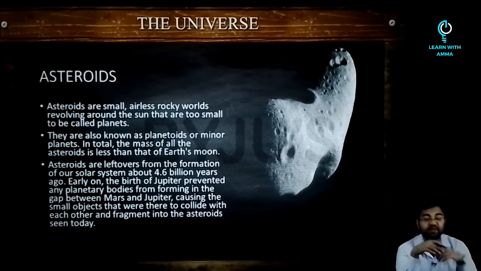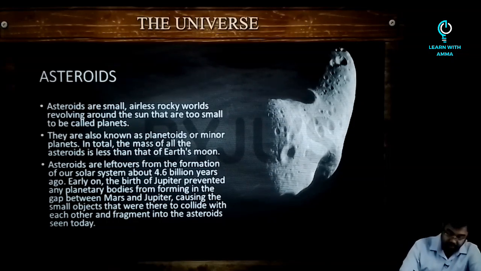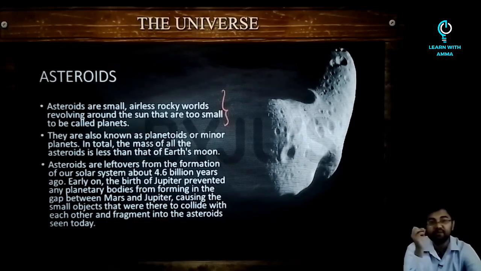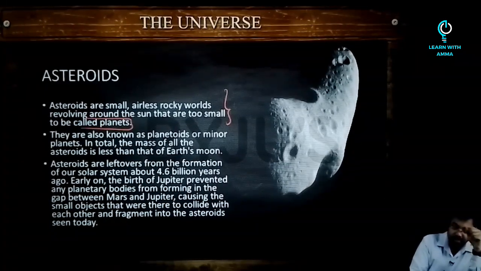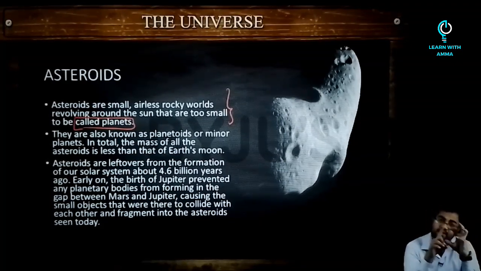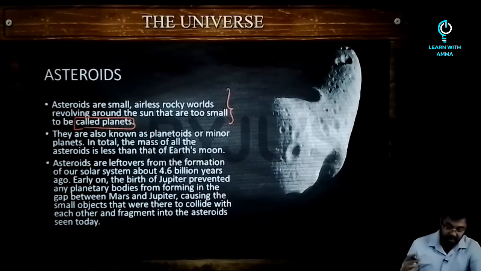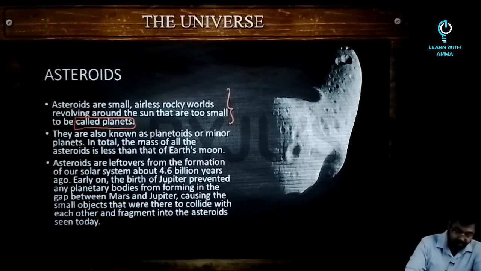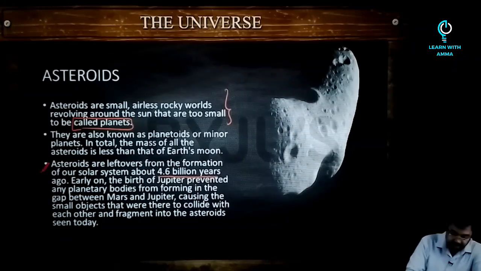The next celestial bodies that we have here are asteroids. When you talk about asteroids, what are they? They are small airless rocky worlds which are revolving around the sun and are too small to be called a planet. So they cannot be defined as a planet. They are a separate set of celestial bodies that you have in the solar system. Now, when we talk of what asteroids are composed of or how they were made, you can look at this point. They are leftovers from the formation of our solar system approximately 4.6 billion years ago.